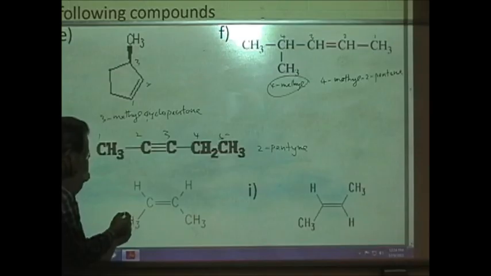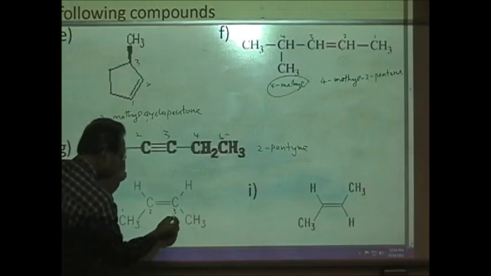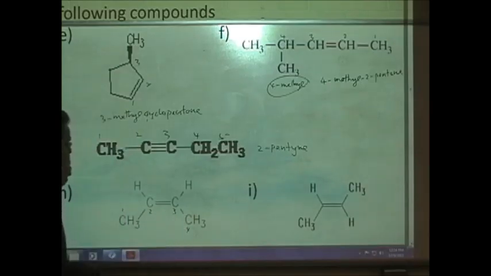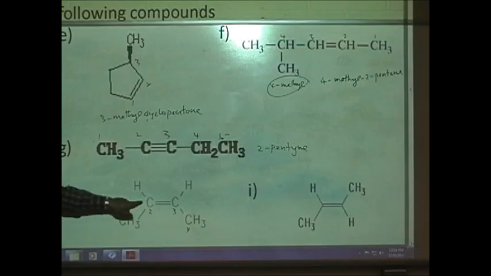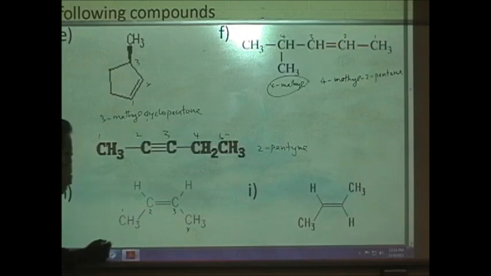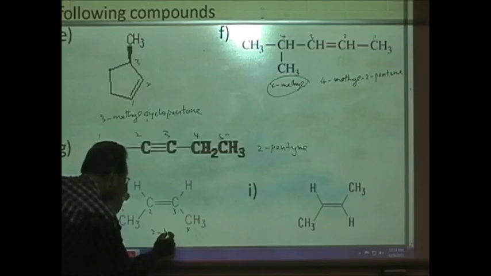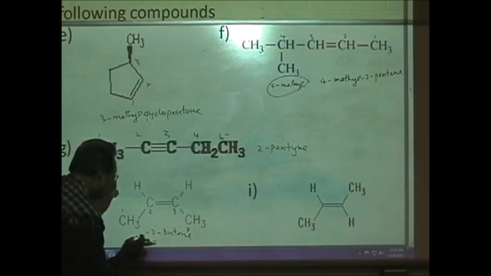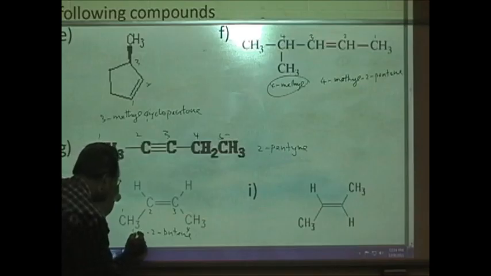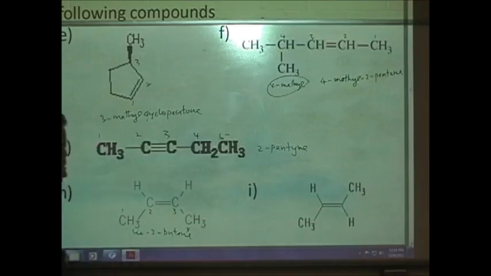Then now we have to label it 1, 2, 3, 4. Butene. It could have been 2-butene, 1-butene, okay? But in this case, it had to be 2-butene. Then you have to say cis-2-butene. See that?